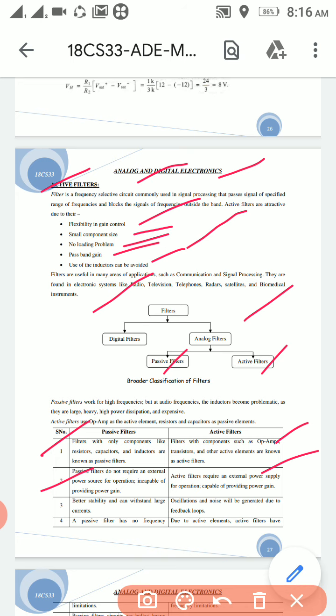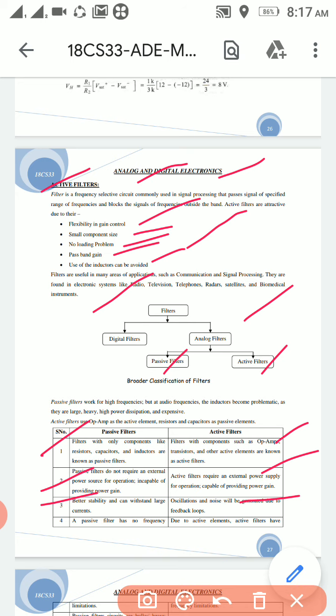And the third difference is stability. For stability, passive filters have better stability and can withstand a large current. But in active filters, oscillations and noise will be generated due to their feedback loops, because a part of the output will be connected back to the input, right? For that reason there is some oscillation, and so there will be some noise.